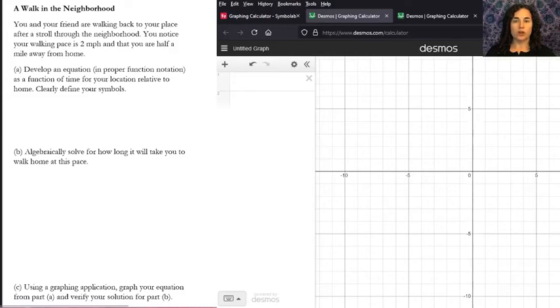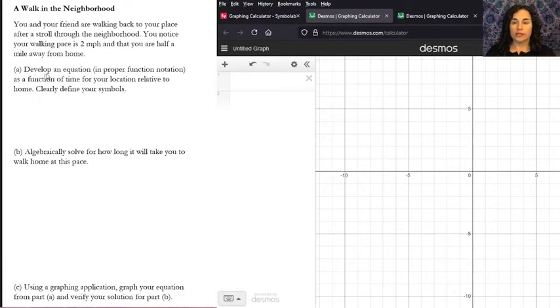This is a lesson on how to graph linear functions and find their intersections, and I chose problems from Kinematics. So we're looking at rate problems, and you can see that in the first problem here, a walk in the neighborhood. It says you and your friend are walking back to your place after a stroll through the neighborhood. You notice your walking pace is 2 miles per hour and that you are half a mile away from home.